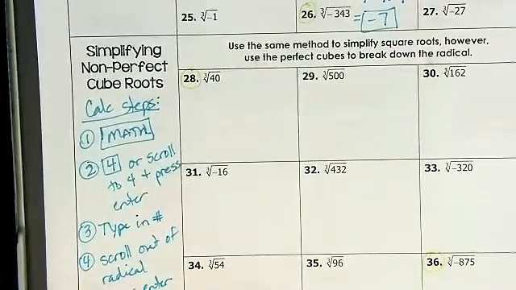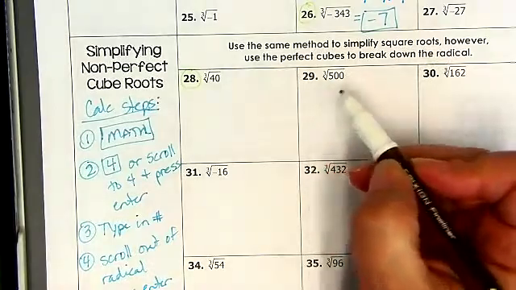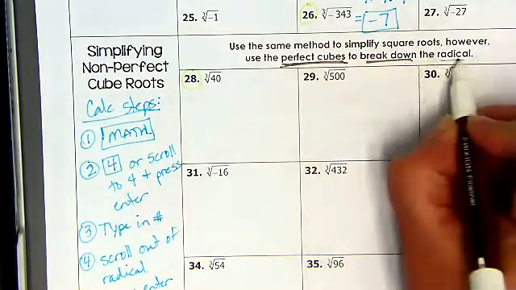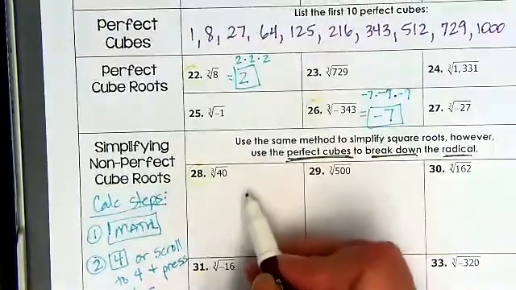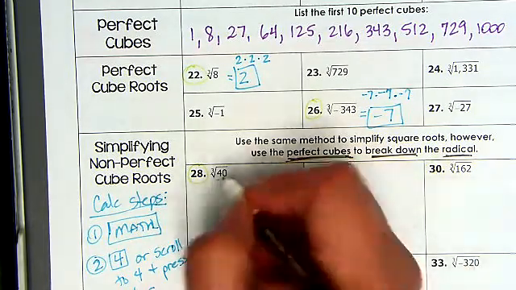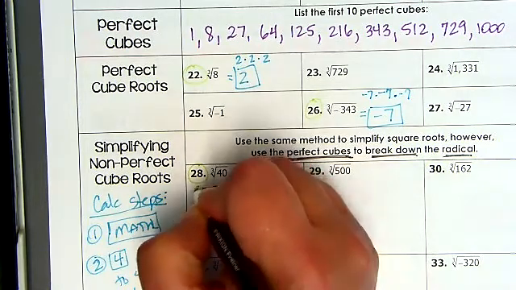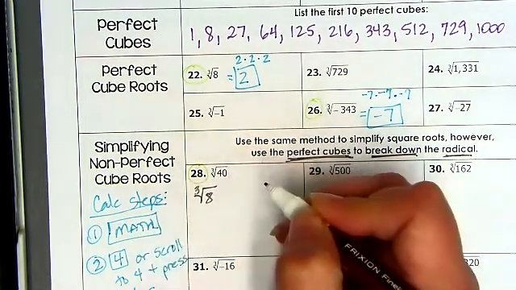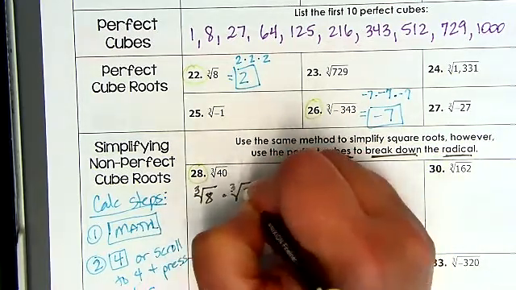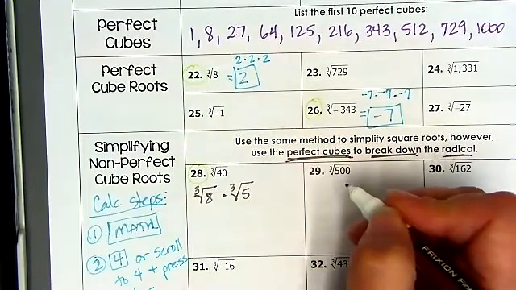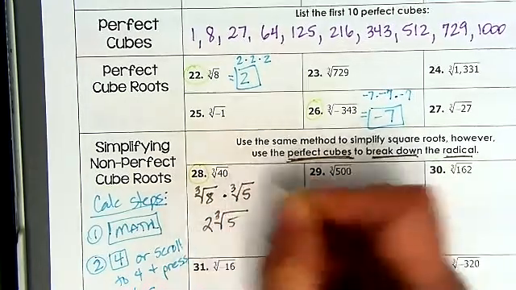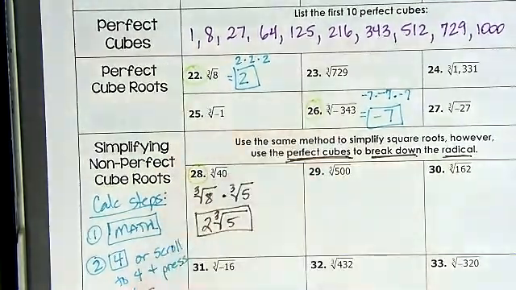We use the same method. We're going to look for perfect cubes to break down the radical. I'm going to look up here and see, 27 ain't going to work inside 40, but 8 will. So this can break down to the cubed root of 8 times the cubed root of 5. Yes, when you write it, you have to write the 3 for the cubed root. The cubed root of 8 equals 2, so this is going to be 2 cubed root of 5 as my final answer.